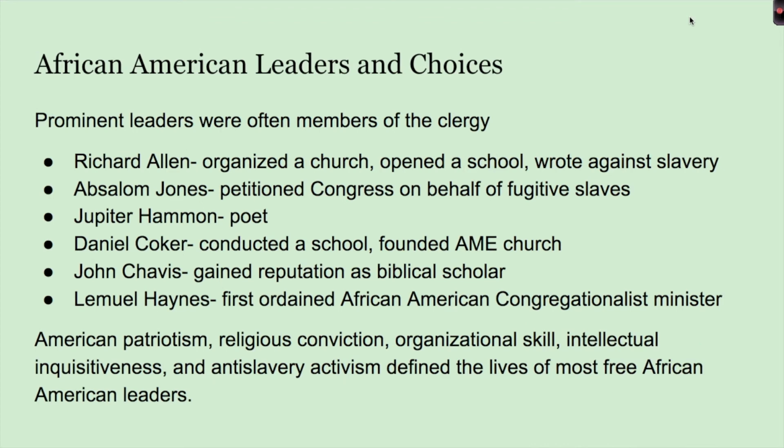So there are many African American leaders that emerged during this time. Most of them are members of the clergy. For example, Richard Allen, he will open a school for African American children in Philadelphia. He wrote against slavery and racial prejudice, and he made his home a refuge for fugitive slaves.